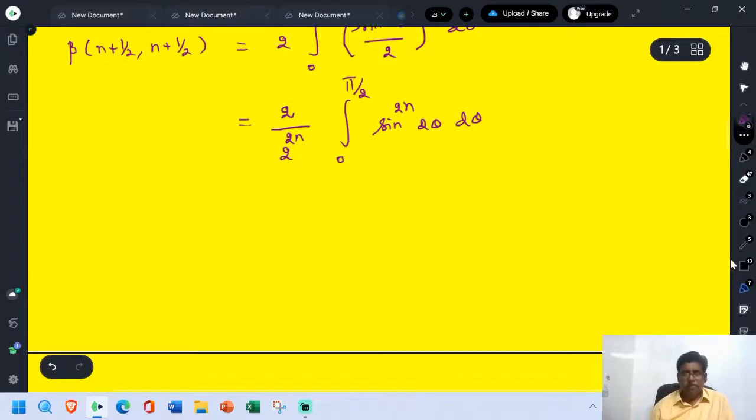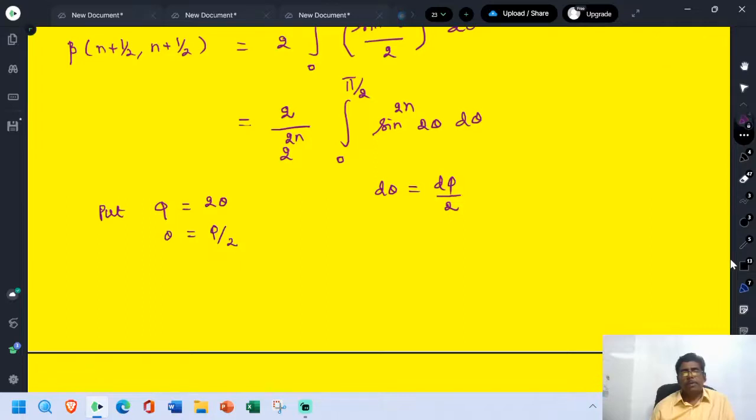In the above equation, put phi equal to 2 theta. Therefore, d theta equals d phi by 2. Now, consider the limits. The lower limit is 0 because phi equals 2 into 0, which equals 0, since theta equals 0 here. Then the upper limit is phi equals 2 into pi by 2, which is equal to pi.